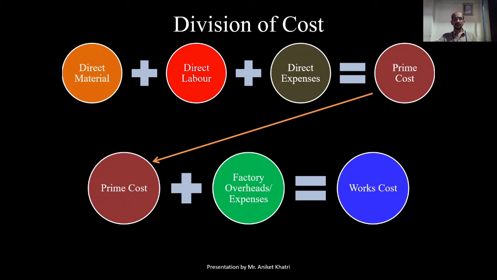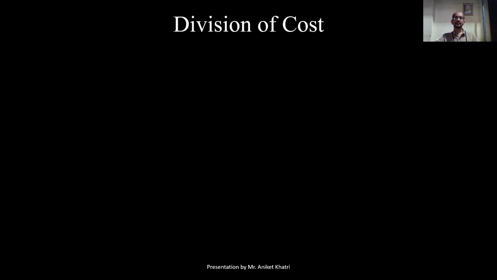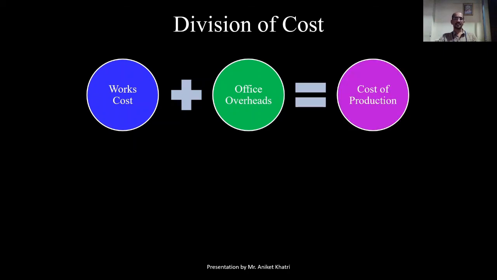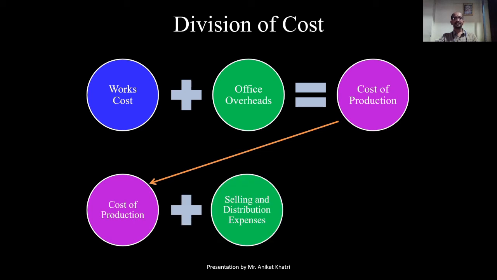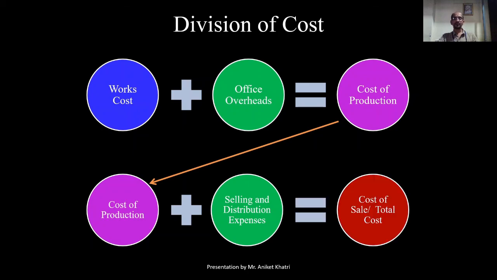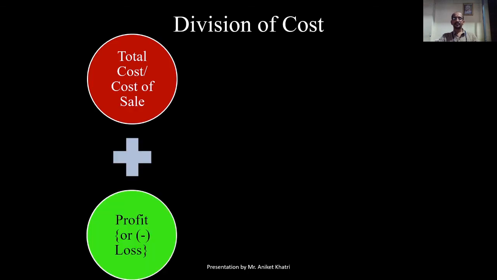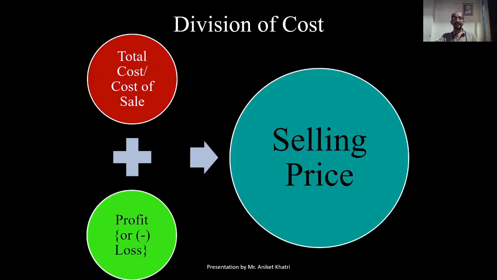If we add this to the prime cost, it will be known as our works cost. In works cost again we need to add certain things, and that is nothing but the office overheads or office cost or office expenditure, right? If we add office overheads to the works cost, that will be our cost of production. Then we take this cost of production and add selling and distribution expenditure, and this will be known as our cost of sales or total cost. If we add net profit to this total cost, it will be our selling price. But generally in the examples they provide us the selling price and we need to calculate the profit.